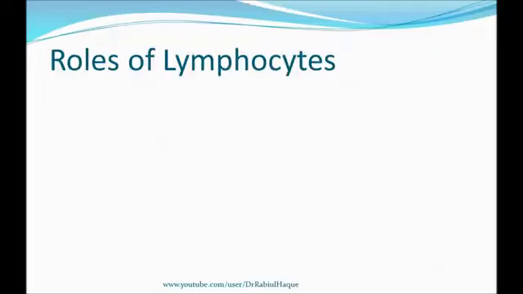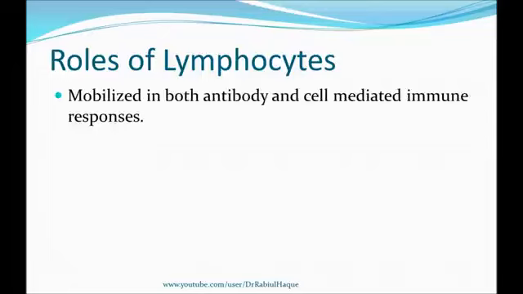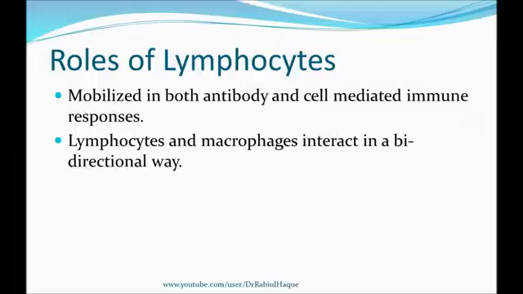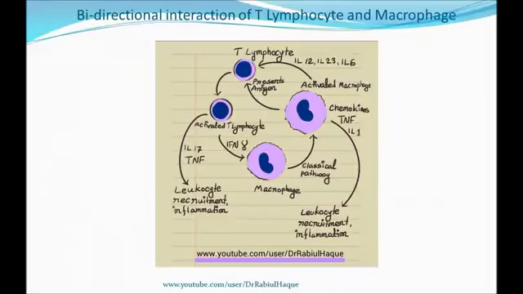Regarding the roles of lymphocyte, always remember that lymphocytes will be mobilized in both antibody and cell-mediated immune reaction, and always remember that lymphocyte and macrophages will interact in a bi-directional way. Now what do we mean by that? It means activated T lymphocyte will produce cytokines like tumor necrosis factor, interleukin 17, chemokines that will help in macrophage recruitment. Activated T lymphocytes will also produce some other cytokines like interferon gamma that will activate macrophage, as shown in this diagrammatic image.